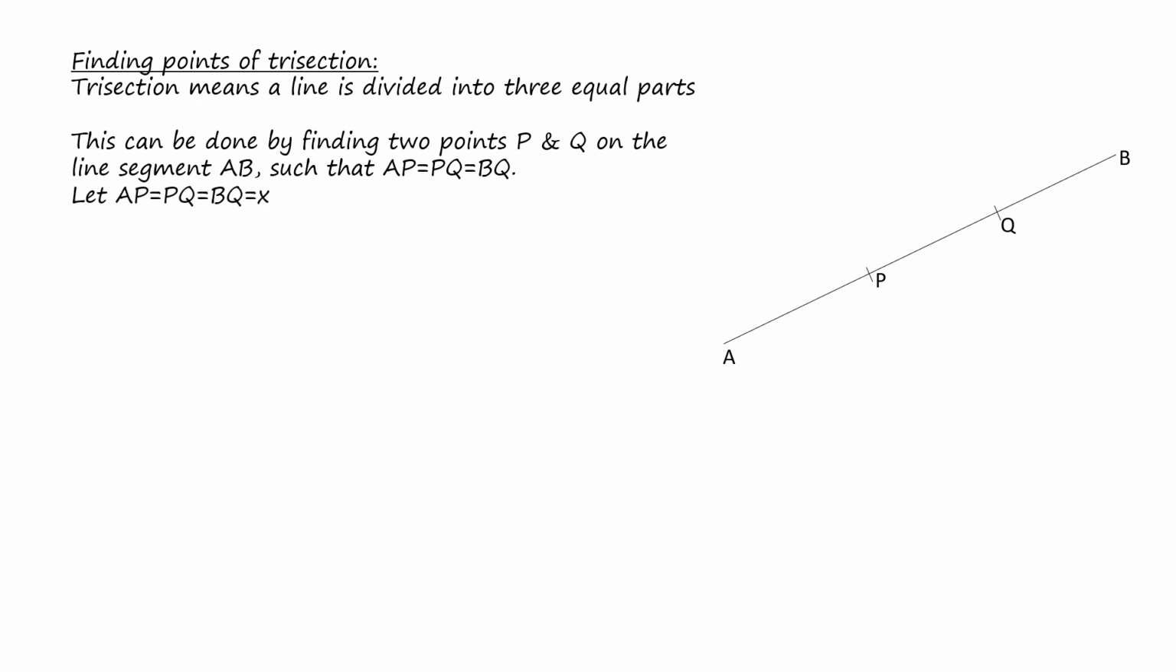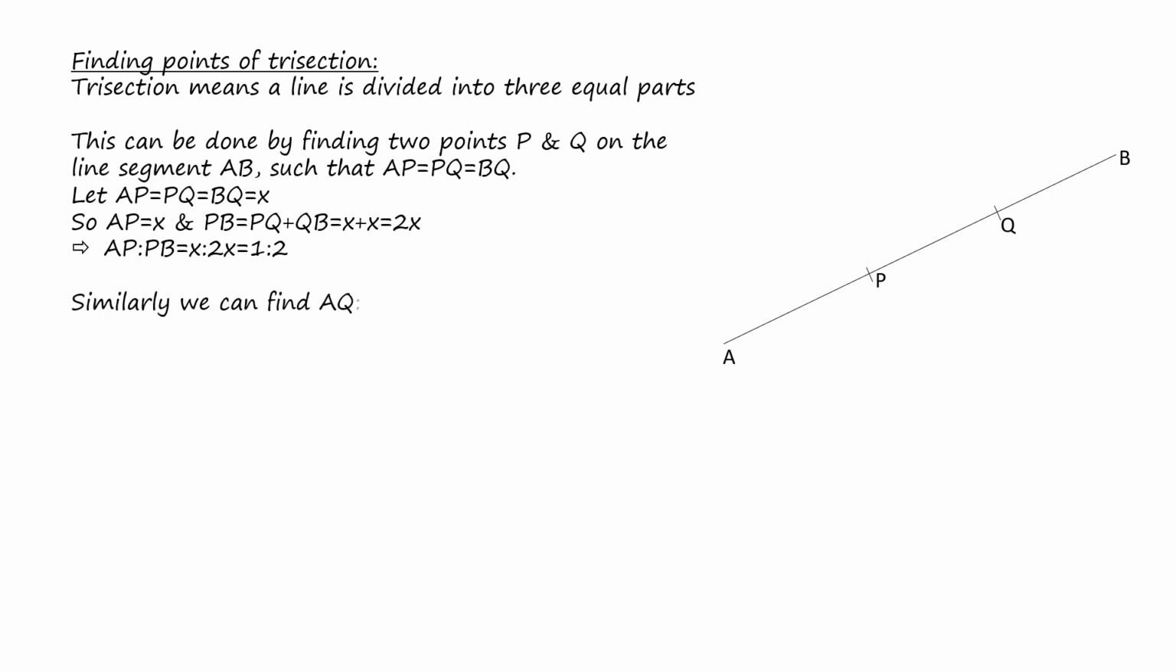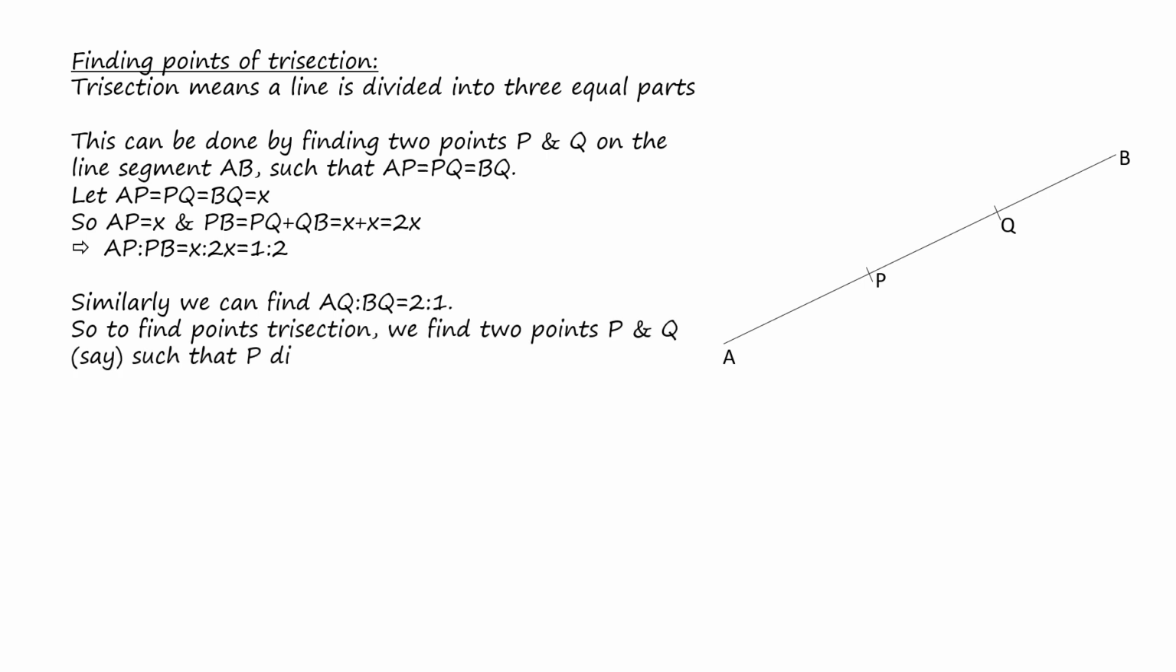equals QB. Let AP equal PQ equal QB equal x. So AP equals x and PB equals PQ plus QB, which is nothing but x plus x equals 2x. So AP is to PB equals x is to 2x, which is nothing but 1 is to 2. Similarly, we can find AQ is to QB equals 2 is to 1. So to find points of trisection, we find 2 points P and Q such that P divides AB in the ratio 1 is to 2 and Q divides it in the ratio 2 is to 1.